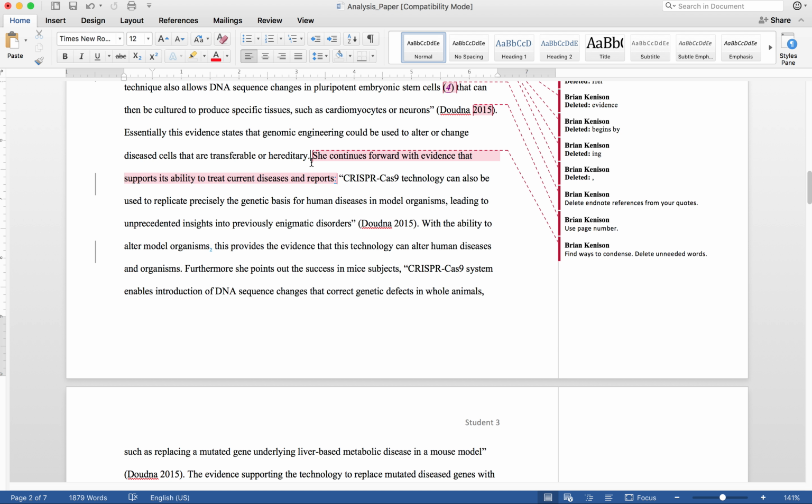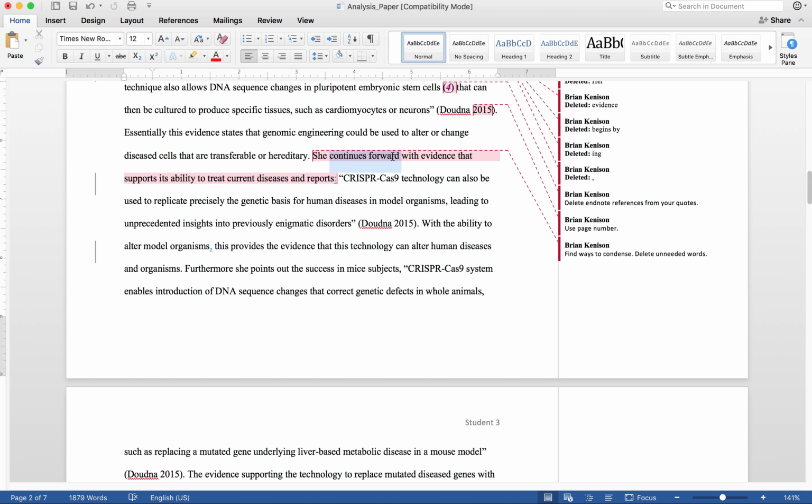One thing I would suggest in every sentence as you're revising is to find ways to condense and pull out extra words that don't need to be there. For example, let's look at this sentence together. She continues forward with evidence that supports its ability to treat current diseases and reports.